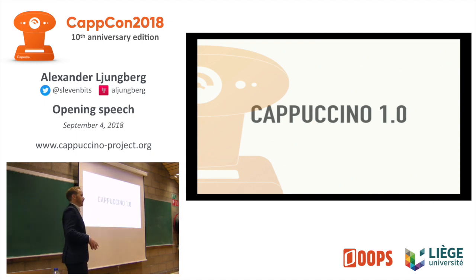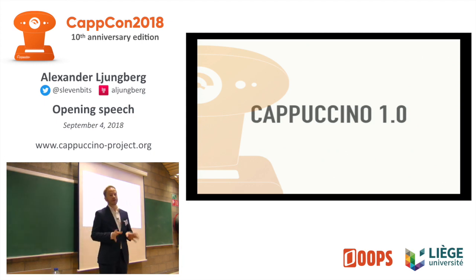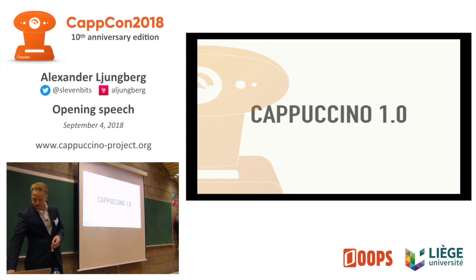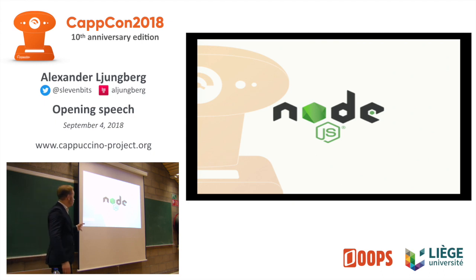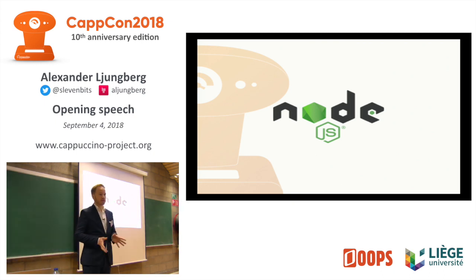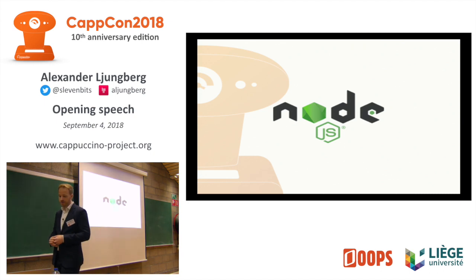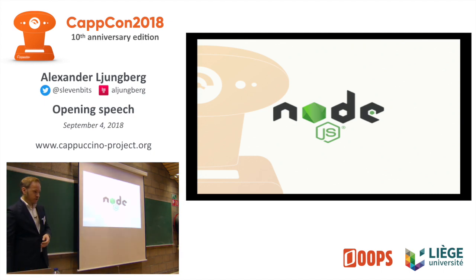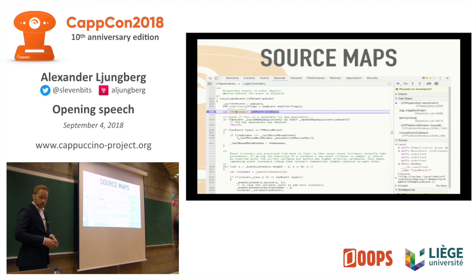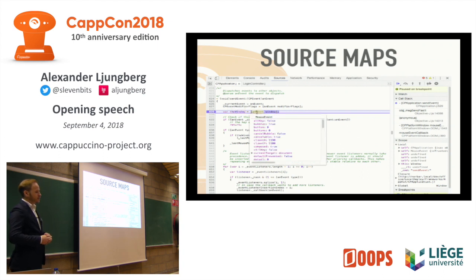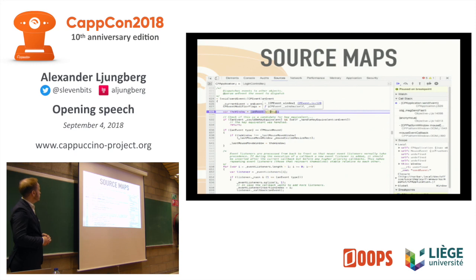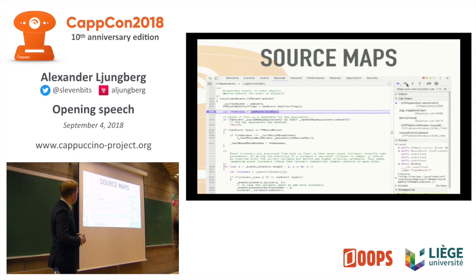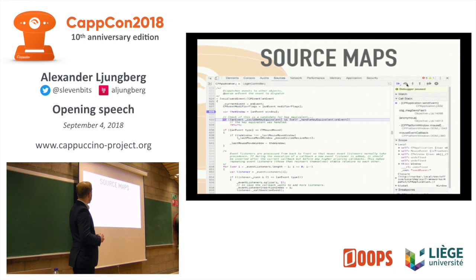I can't possibly talk about everything that's in there, and I'm not going to. But I will mention just a few things that we are proud of in Cappuccino 1.0. First one is Node. You can now use Node.js to compile and use Cappuccino. Second thing is source maps. You can now debug Objective-J code right in the browser. Look at that, that's actual Objective-J code running in the browser, and we're live debugging it.